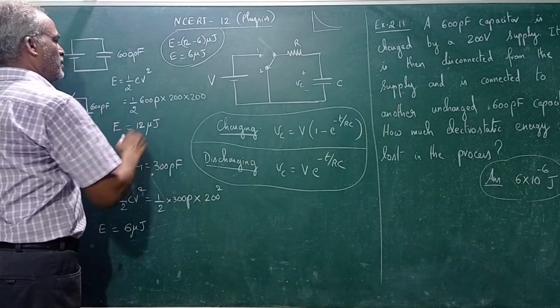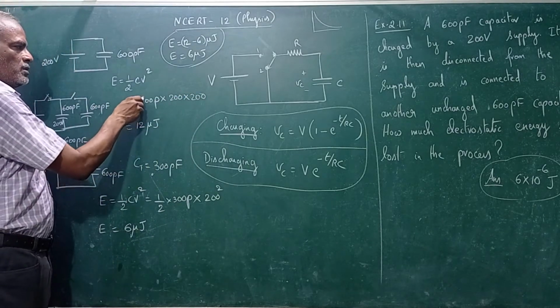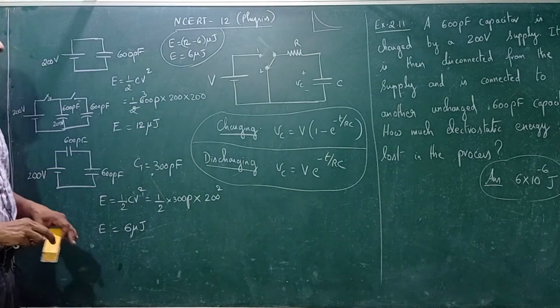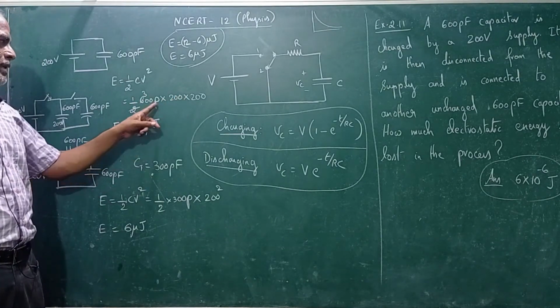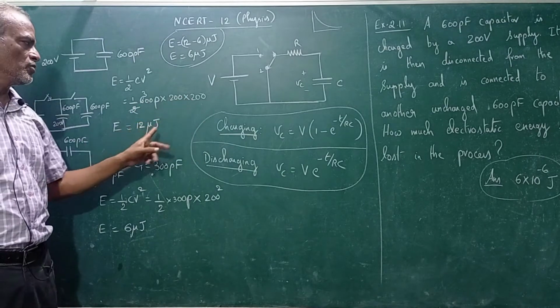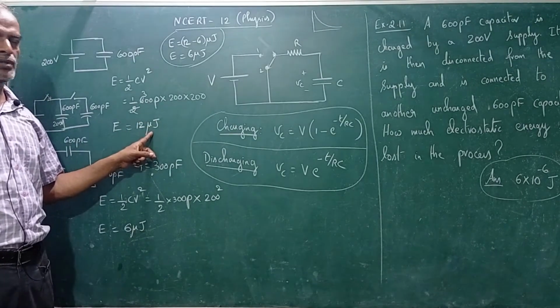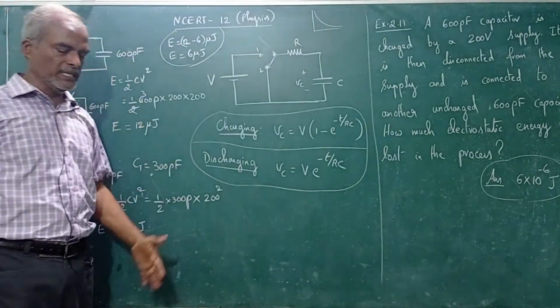3 2s are 6, 3 2s are 6, 6 2s are 12. 12 pico, and you have 2 4 6. So it will become 12 microjoules. That is the first portion of the answer.